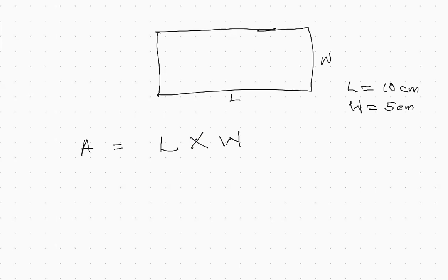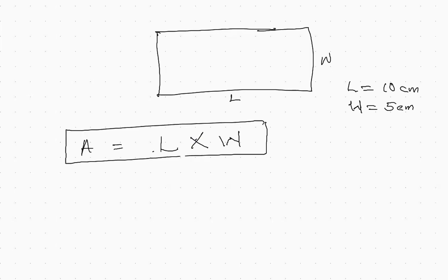So what you have to do is this. Anywhere you see L, you replace it by 10, because L equals 10. Anywhere you see W, you replace it by 5. So you go 10 times 5. That gives you 50 centimeters squared. That's it. It's like you are replacing letters with numbers.